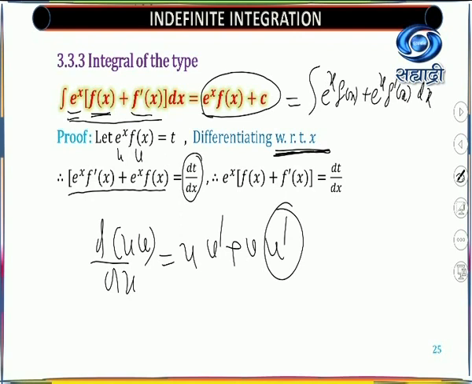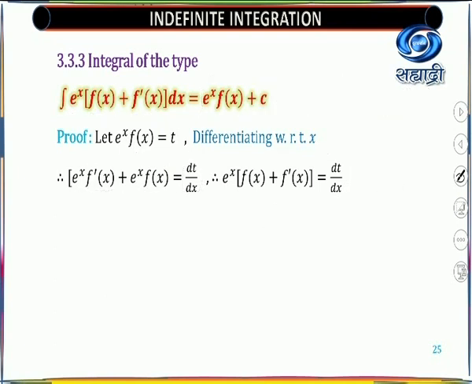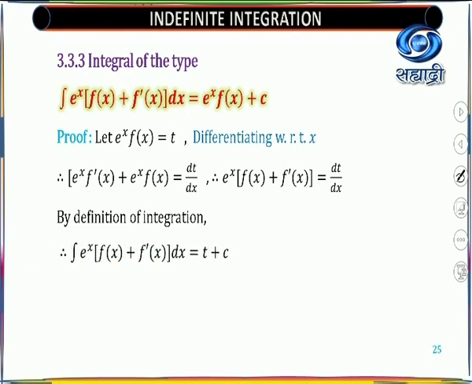So if you take e raised to x common, you are left with f(x) plus f dash x equal to dt upon dx. Now take dx to this side. So what you will get? By definition of integration, you will get this as integrating. So by definition of integration, you will get the integral of e raised to x times f(x) plus f dash of x dx equal to t plus constant of integration.